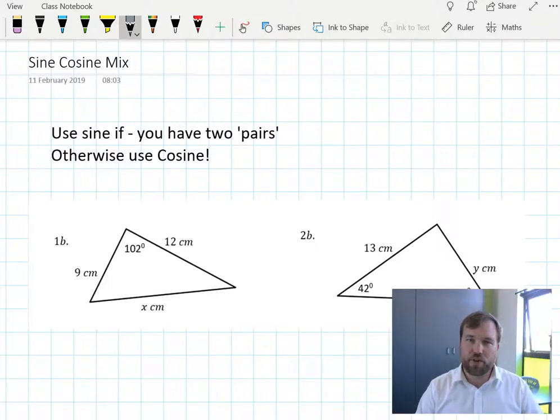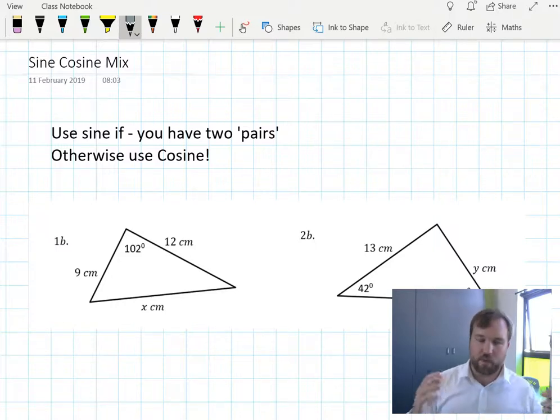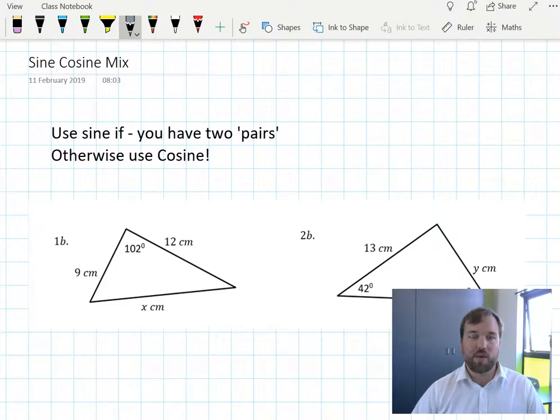Welcome to this short video on using cosine versus using sine. Now, I'm going to go through one example of each type you're expected to find. Essentially, sine rule can get you a side or an angle. Cosine rule can get you a side or an angle. The trick is trying to remember which one to use and when.